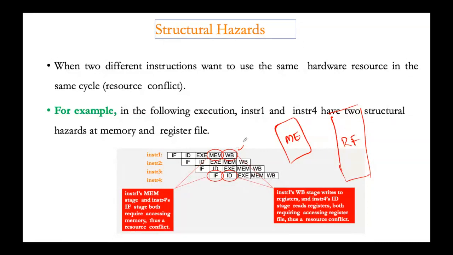When instruction 1 is in write back and instruction 4 is in instruction decoding, then they both access the register file. So instruction 1 in the write back stage writes to the register, and instruction 4 in the ID stage reads the register. So both require accessing the register file. So that's a resource conflict. So we call this your structural hazards.